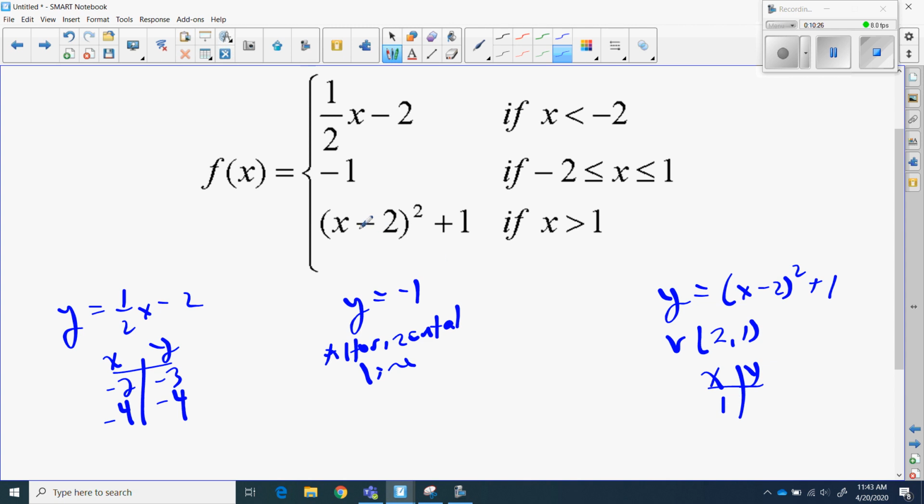Fill it in here. 1 minus 2 is negative 1. Square negative 1, you're going to get positive 1. Add 1, you're going to get 2. That's all I'm going to need. That boundary point, notice, has no equal sign, so that'll be an open circle. And then I'll use this second point, my vertex. And then I'm going to use what's called symmetry. You'll see what I mean by that in a second. And I'm going to use that to make my sketch.